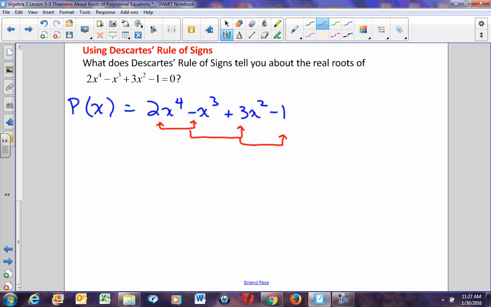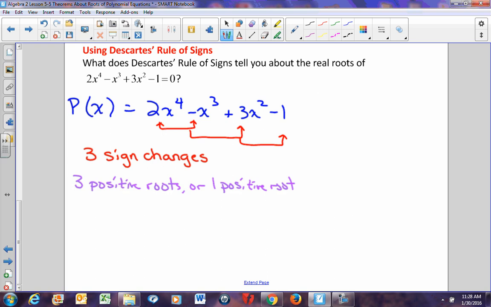In the positive case, if there are 3 sign changes, it says the number of positive roots is either equal to the number of sign changes or it's 2 less than the number of sign changes, because it's less than it by an even number. So there are either 3 positive roots or 1 positive root. So from René Descartes' rule of signs, we get that there are either 3 positive roots or 1 positive root.